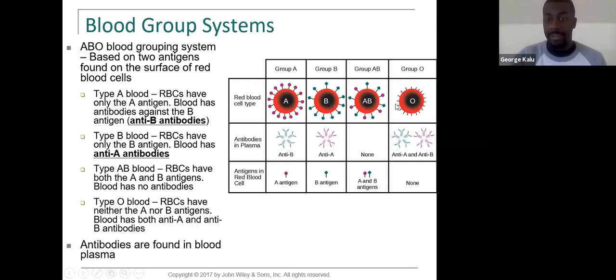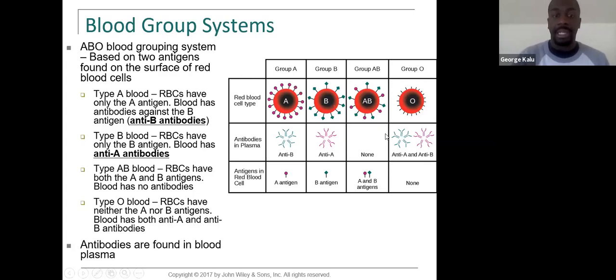The flip side of it is if you're looking at type O blood, because it has no antigens on its red blood cell surface, it is going to have both the anti-A and the anti-B antibody. Again, producing antibodies against whatever it does not have. Like I said, those antibodies are going to be found within the blood plasma.